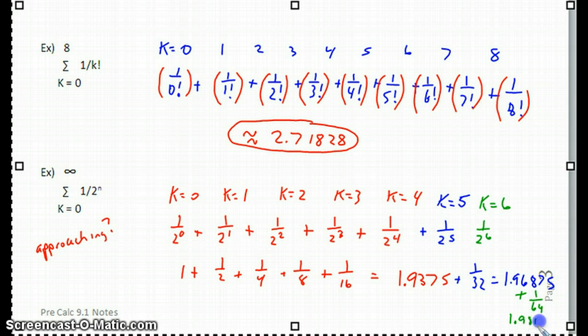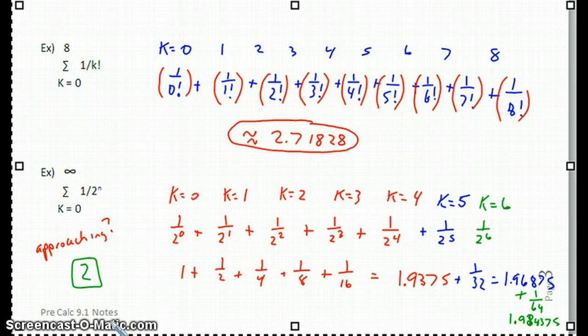So it looks like what's happening is that every time I'm doing this, I'm adding less and less than the previous time. I'm adding a half and a fourth, so 1/4 is less than 1/2, 1/8 is less than 1/4, 1/16 is less than 1/8. So I keep adding less and less, and eventually what's going to happen is my sum is going to get as close as possible to 2. It goes from 1.93 to 1.96 to 1.98. So the answer to this problem is 2, because that's what it's going to be approaching.